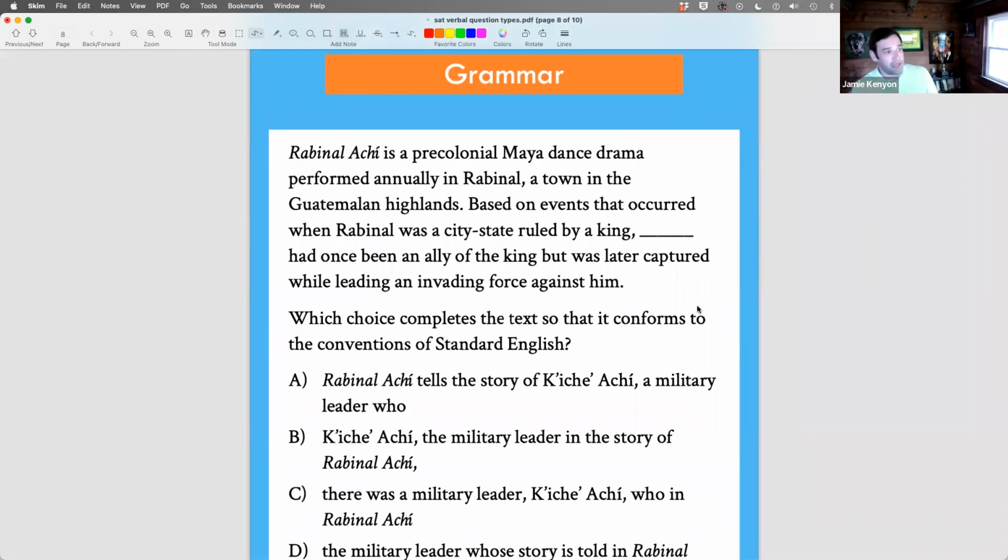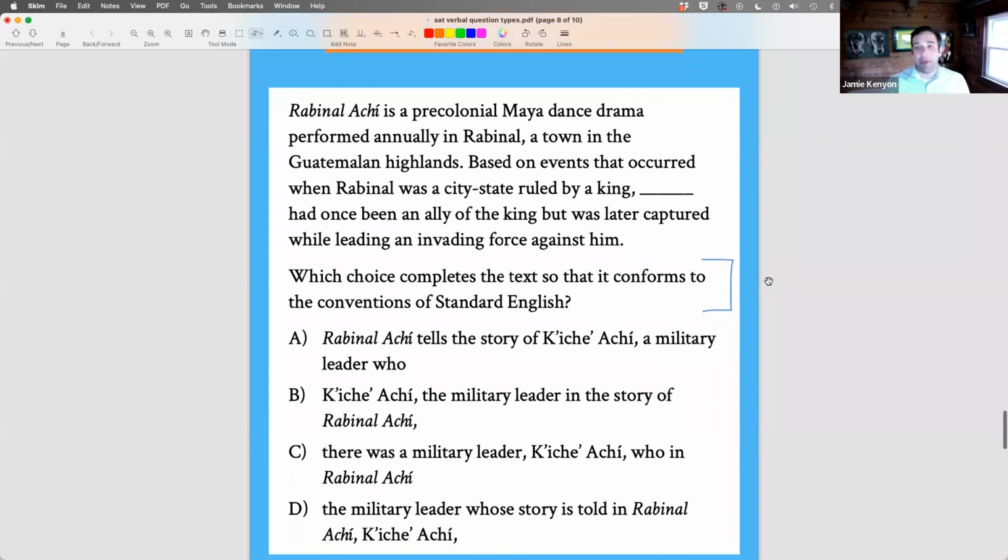Grammar. They always give the same stem of the question now, which is which choice completes the text so that it conforms to the conventions of standard English. That is a very fancy way of just asking which of these is grammatically correct. And so the topics that are in the grammar, like we said, are the same as on the current paper-based version of the test. So if you've been studying hard with punctuation and subject-verb agreement and modifiers, all of those things are going to be useful for you still.